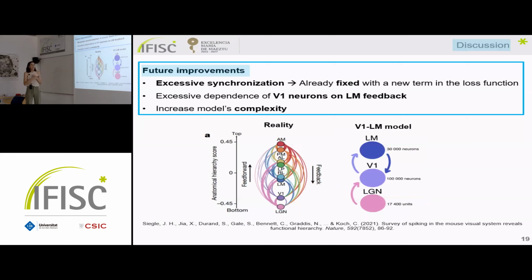And as a long-term objective, it could be an option to increase the complexity of the model. Right now, our model looks like this, but the reality, as you can see, is way more complex in areas and also in connectivity within them.